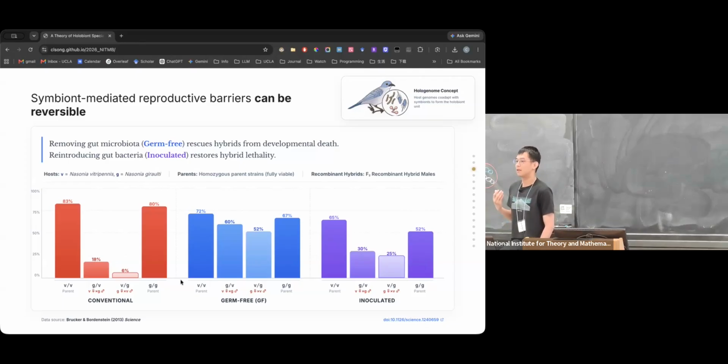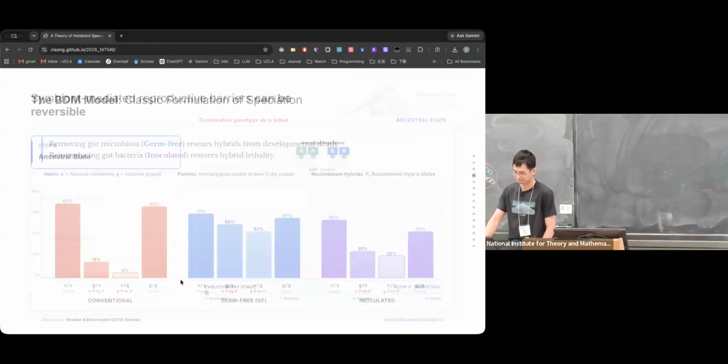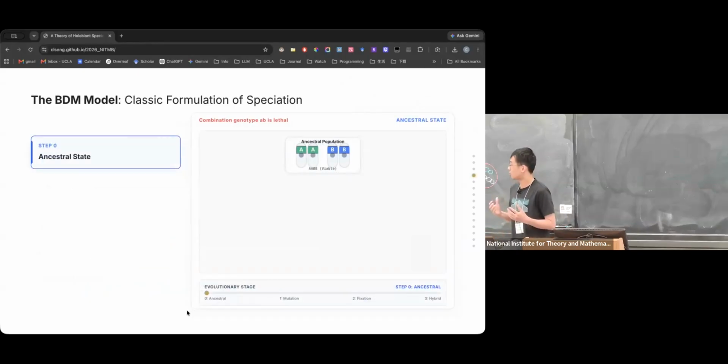This raises a fundamental question. If speciation, at least in this system, is reversible, and if speciation depends on the microbiome present, how does this change our predictions and understanding of the dynamics of speciation? To answer this question, we will need a mathematical model.